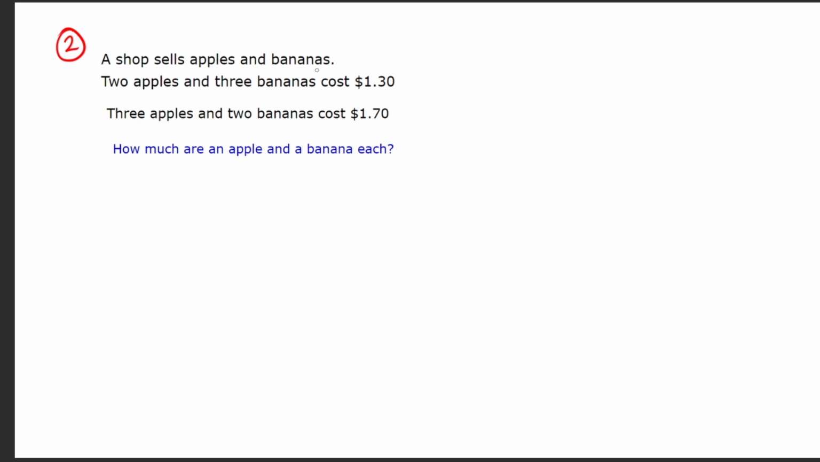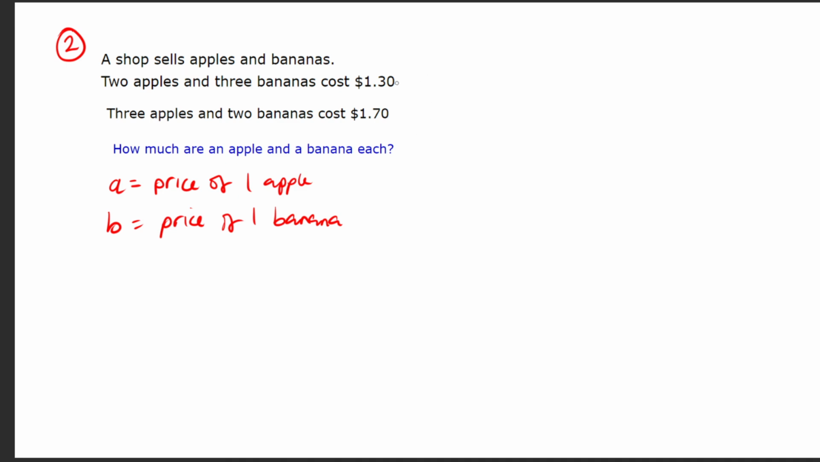A shop sells apples and bananas. 2 apples and 3 bananas cost this, and 3 apples and 2 bananas cost this. How much are an apple and a banana each? So basically we're trying to find the cost of one apple. I'm going to call that A. So that's the price of one apple. And let's use B for the price of one banana. I can use X and Y, but it's easier to use nice letters in this case. A for apple, B for the banana.